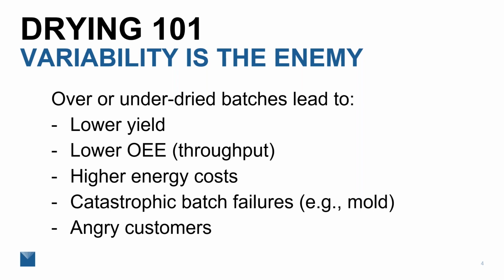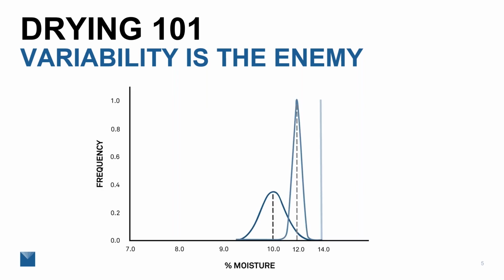The relationship between drying consistency and average moisture content is easy to see by reviewing this graph, which shows 2 histograms, one with a high standard deviation and one with a low one. If your absolute threshold for batch failure is 14% moisture, then it's easy to see that the company with the lower standard deviation will be able to produce at a higher average moisture content.